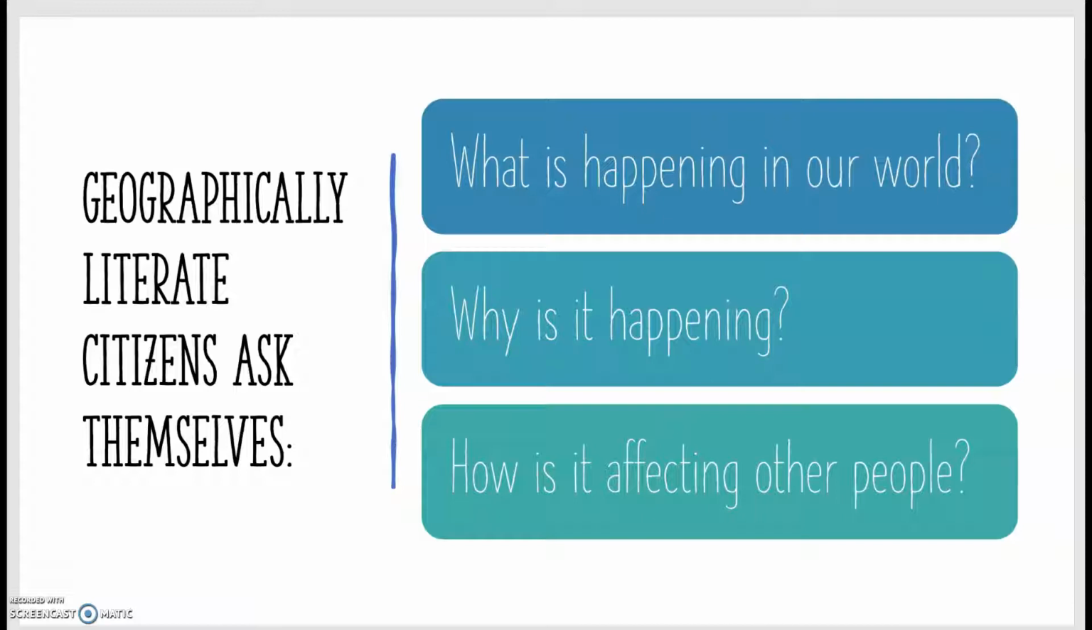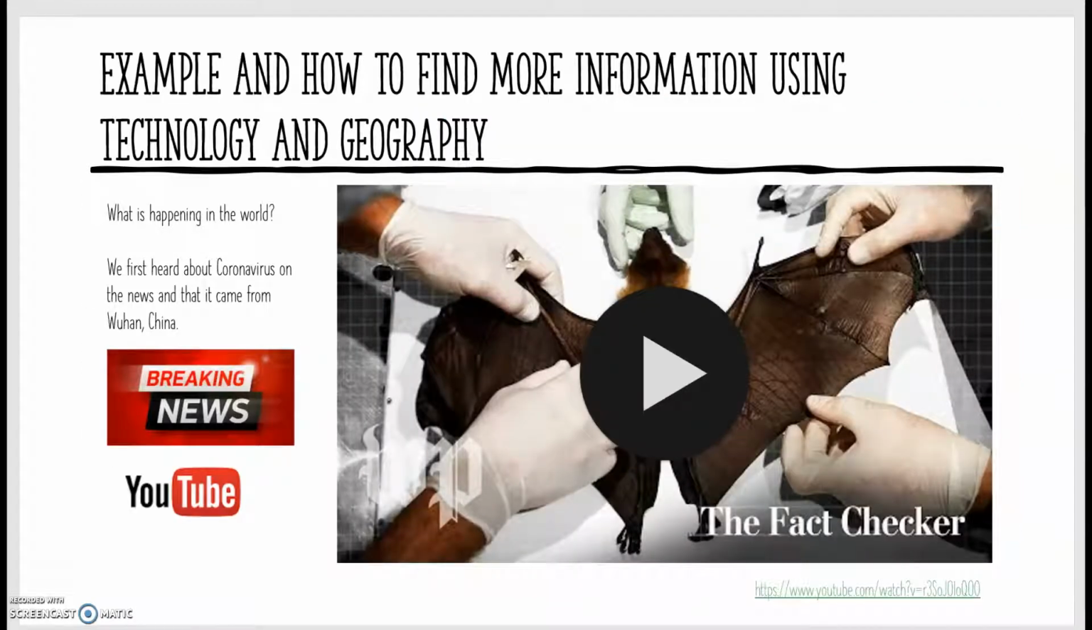Geographically literate citizens ask themselves, what is happening in our world? Why is it happening? How is it affecting other people? Here's an example on how to find more information using technology and geography. What is happening in the world?